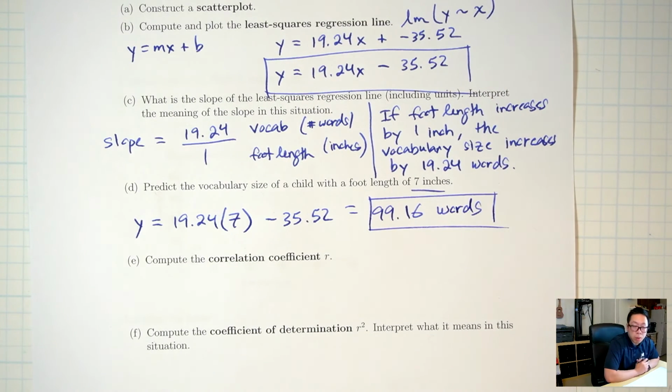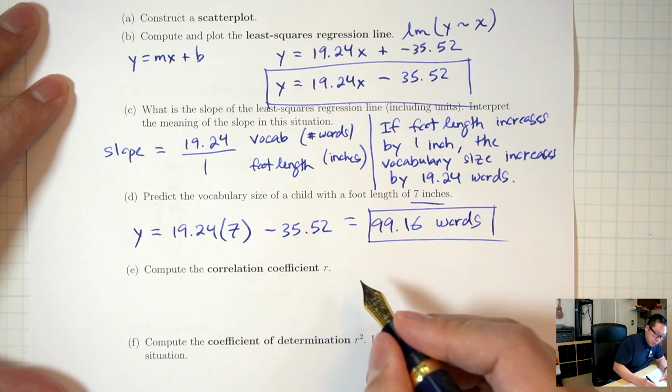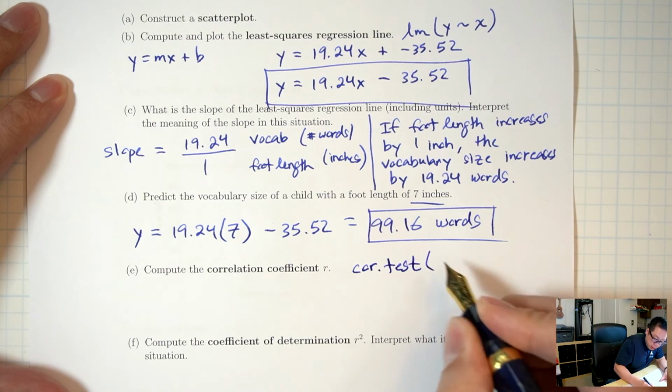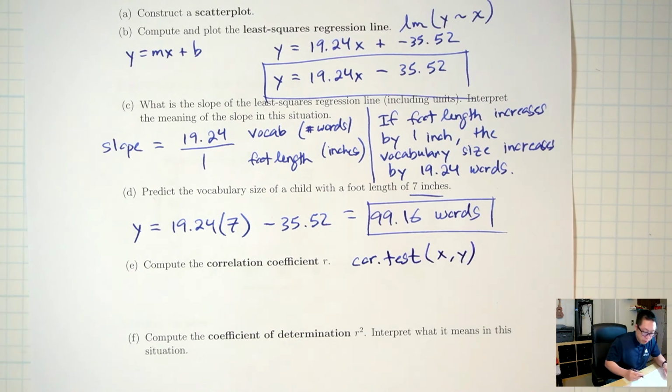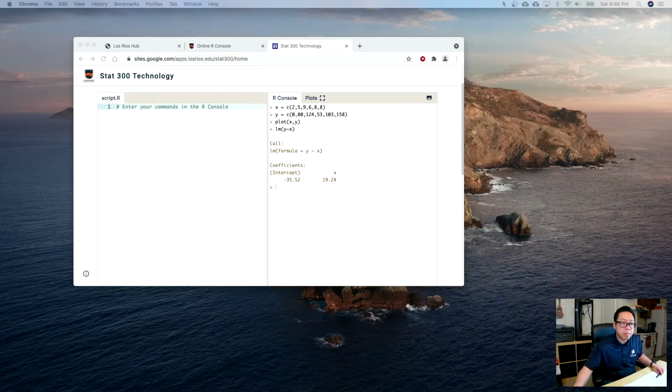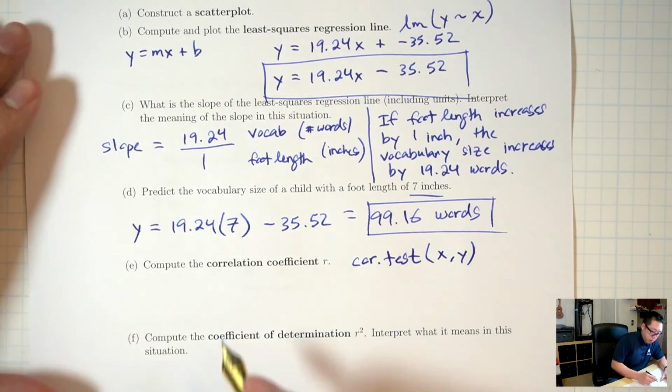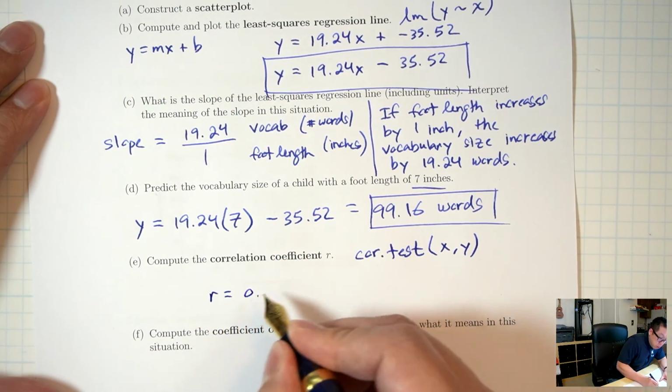Part E, compute the correlation coefficient R. So for this, you need to go back into R and do cor.test. And it's going to be X comma Y. All right, so let's go back to R. cor.test, parentheses X comma Y, or whatever you named your X and whatever you named your Y. But here, since we named it X and Y, it's just going to be X comma Y. Okay. The correlation coefficient is the last number, 0.894. Correlation coefficient is 0.894.